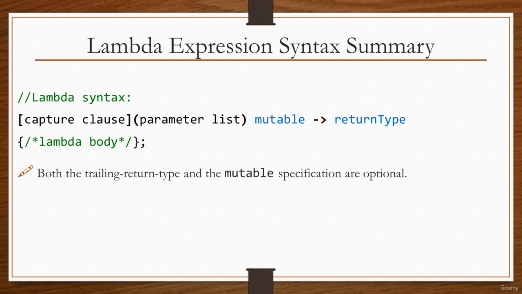Then we can use the mutable specifier if we want to make changes to captured variables that we captured by value. We can also explicitly specify the return type, so the Lambda can return by an explicitly specified type. And then of course we have the Lambda body as well.